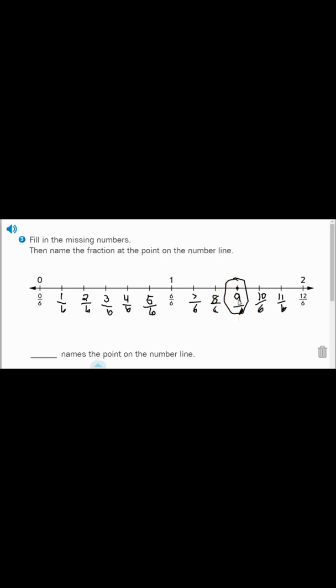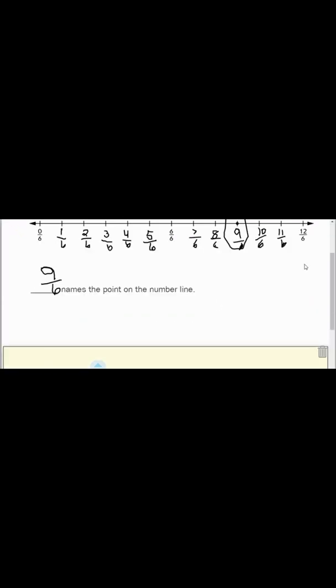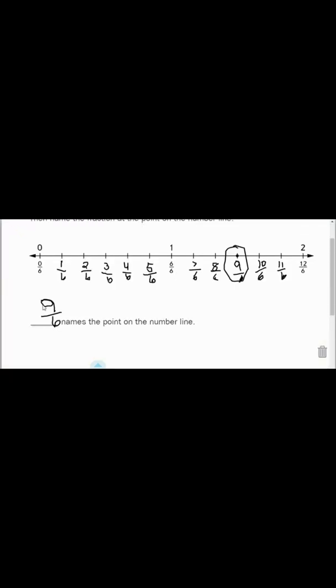So our point lands on 9/6. So I'm coming down here, putting that on our line. 9/6. And since the numerator is bigger than the denominator, we know that it is greater than 1. Plus, it's on the right side of the 1 in our number line.